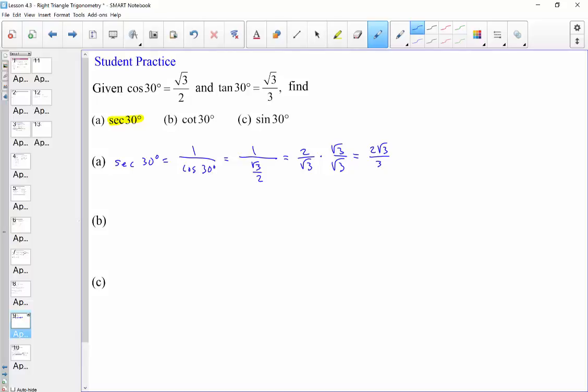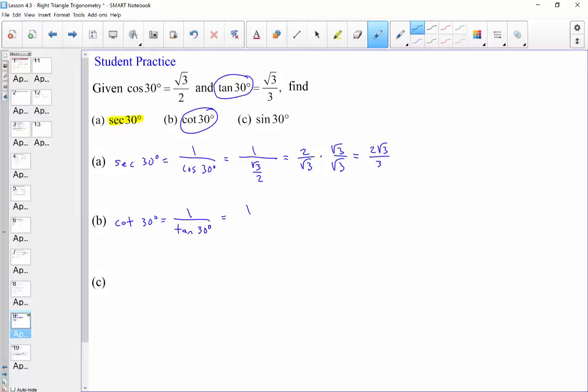Next, we're asked to find the cotangent of 30 degrees. Again, if we look at the information that we're given, we can see that the tangent of 30 degrees equals a value. The cotangent and the tangent are related, so we'll start there. The cotangent of 30 degrees is equal to 1 over the tangent of 30 degrees via one of our trig identities.